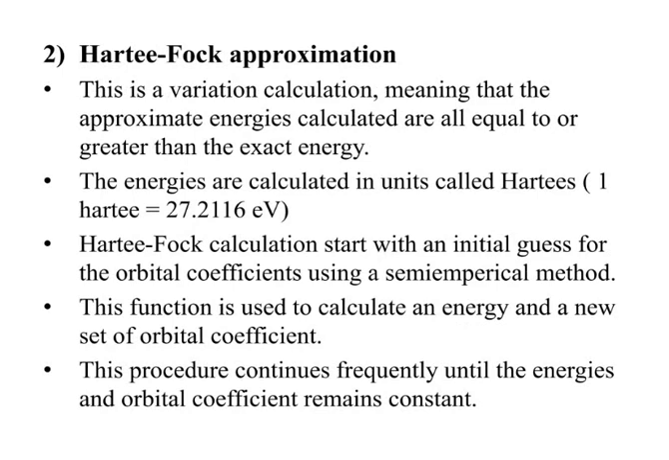This is a variational calculation, meaning that the approximate energies calculated are always greater than or equal to the exact energy. The energy is calculated in units called Hartree, where 1 Hartree is equal to 27.2116 electron volts. A Hartree-Fock calculation starts with an initial guess for the orbital coefficients using a semi-empirical method. This function is used to calculate an energy and a new set of orbital coefficients, and this procedure continues until the energy and orbital coefficients remain constant.